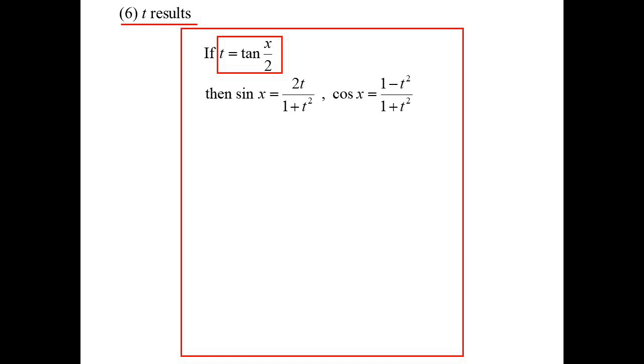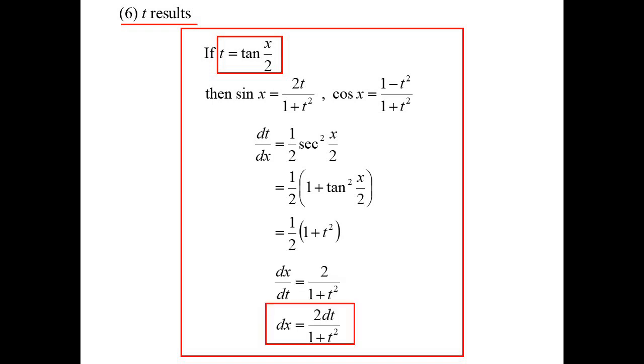If I'm going to use the substitution t is tan(x/2), then I'm going to need the dt as well. So let's differentiate. dt/dx would be a half of sec squared (x/2). Sec squared I'll change to 1 plus tan squared, which is 1 plus t squared. I will turn it upside down because it's going to be easier to substitute in for dx than trying to manipulate it for dt. dx is 2 dt on 1 plus t squared.